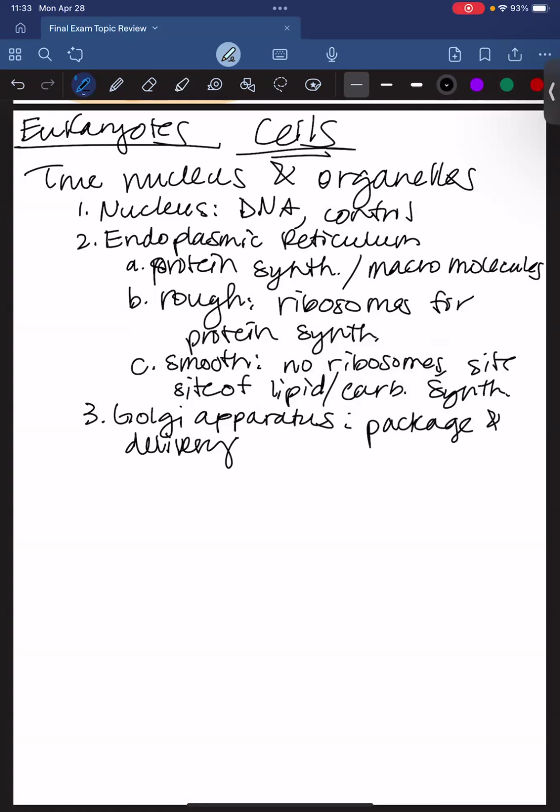So the site wherever the product was made was in the endoplasmic reticulum, and now the Golgi is going to make sure it gets distributed throughout the cell. There might be some modification process going on there as well. So this is where package and delivery via vesicles is going to happen.